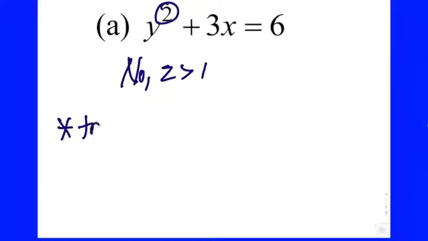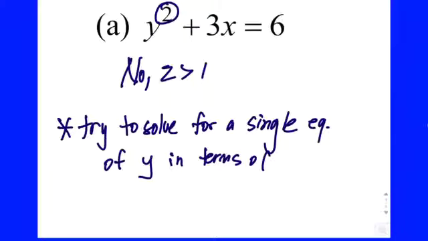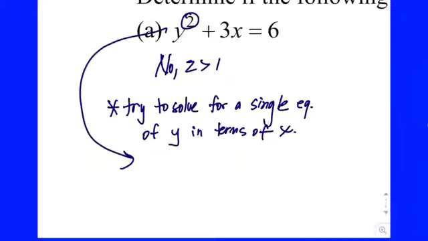When in doubt, try to solve for a single equation of y in terms of x. And I'll show you what that means. If you're not sure, when in doubt, try to solve for y. If you can get y equals a single equation that has either numbers or x's or a combination of them, then it'll work. But if you get more than one equation, it's not going to work. So to do that, let's try to solve for y.